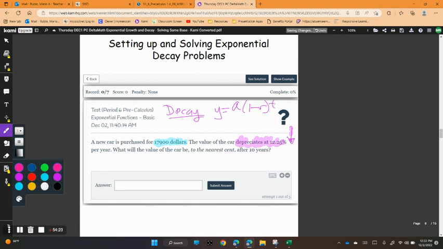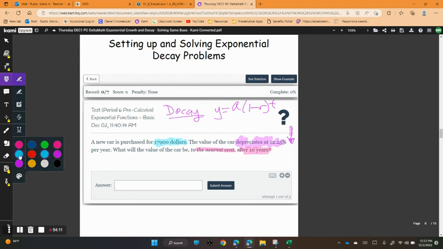Okay. What are the other things we need to identify? The rate. What will the value of the car be to the nearest cent? So let's keep track of that after 10 years.